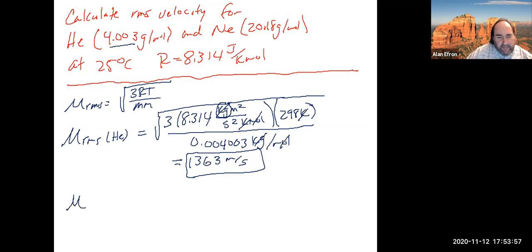So if we do the same calculation here for our neon, it's pretty much going to be the exact same numbers. The only difference is again going to be our molar mass, so we'll put that in there.